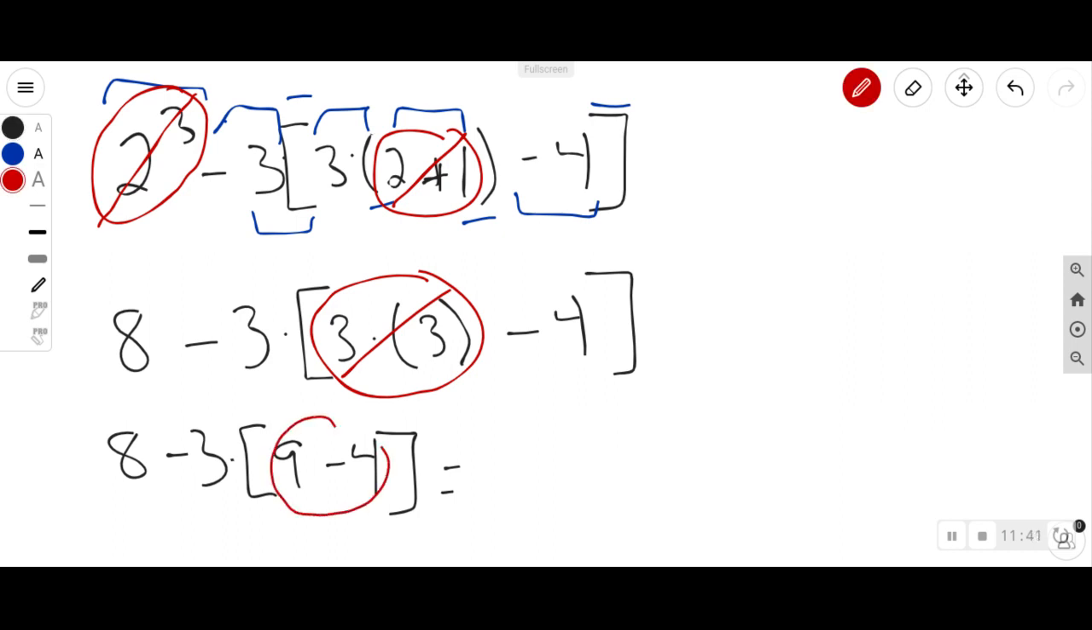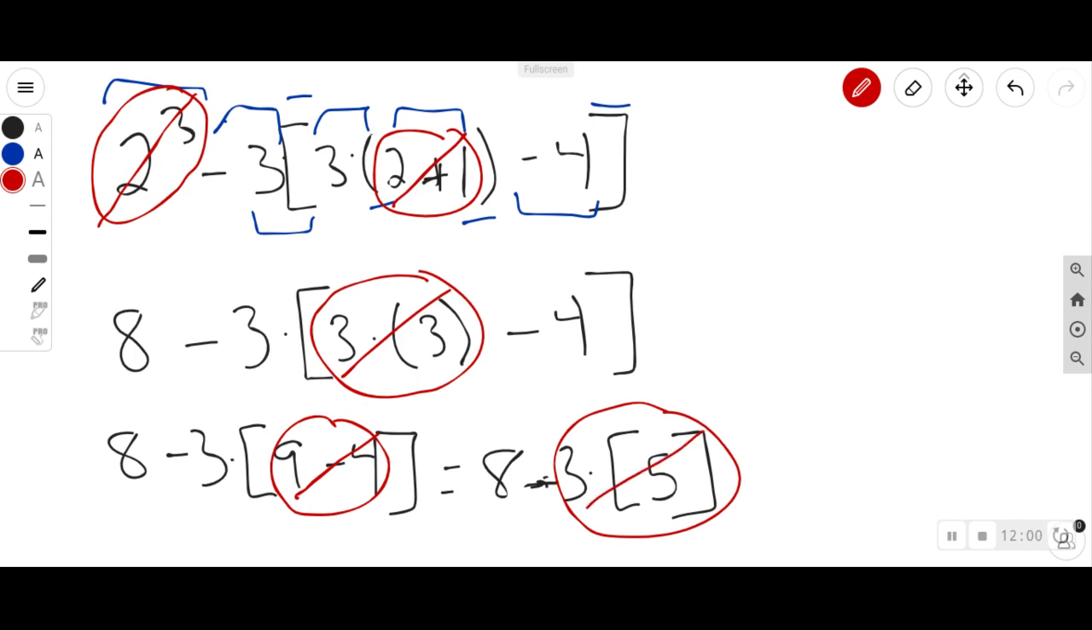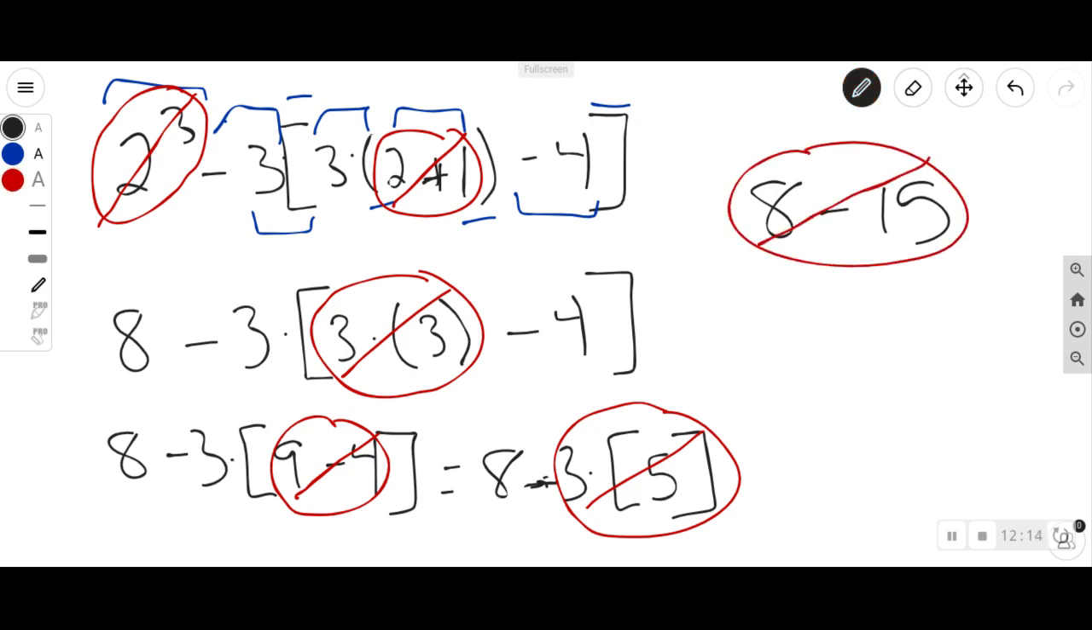Now I do the rest of the inside. 9 minus 4 is going to give us 5. Remember, that's a minus sign there. Now I've got this times to deal with. So that's going to be 8 minus 15. So that's our next step, 8 minus 15, which is going to give us negative 7. So there's our final solution.